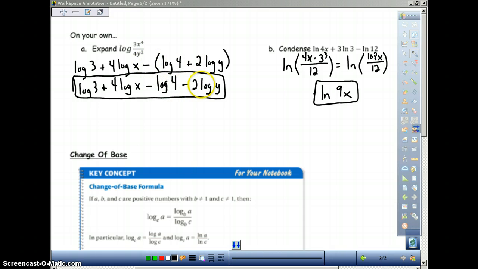So very important there. The other one is real straightforward. This ended up being 4x times 3 to the third power. This 3 came up to the power. Multiplied, that was 108x, divided by 12, ln of 9x.